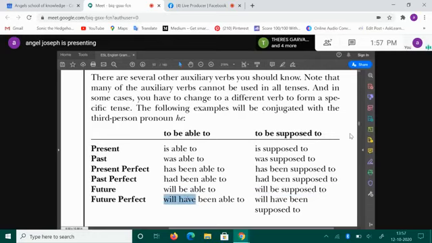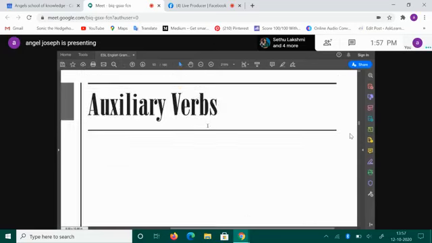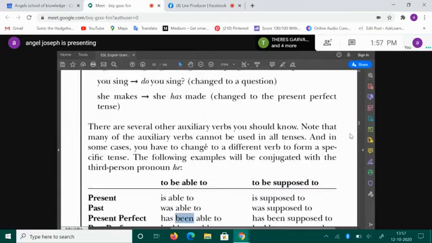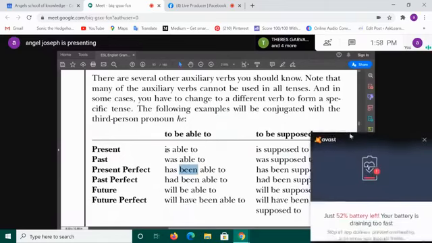And the future perfect, will have been. Again, will have been. This does not mean it is in the continuous tense, and don't get confused with that. I just wanted to share that particular piece of information here. But don't forget, we are learning auxiliary verbs. So what you need to concentrate on is this.